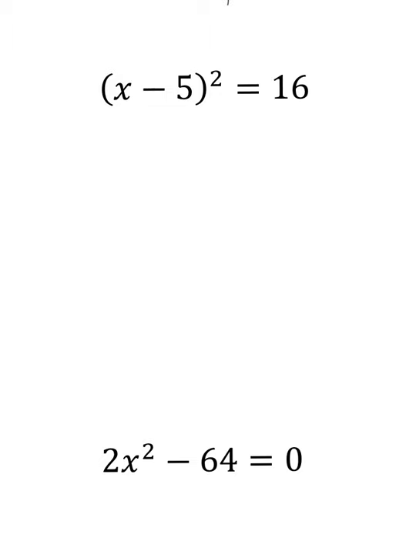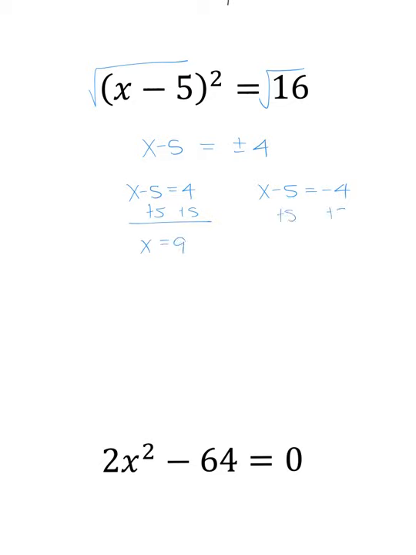On this example, my squared term is already by itself. Taking the square root of both sides would leave me with x minus 5 equals plus or minus 4, in which case I have either x minus 5 equals positive 4 or x minus 5 equals negative 4. Adding 5 to both sides, x would equal 9. Adding 5 to both sides, x would equal 1.